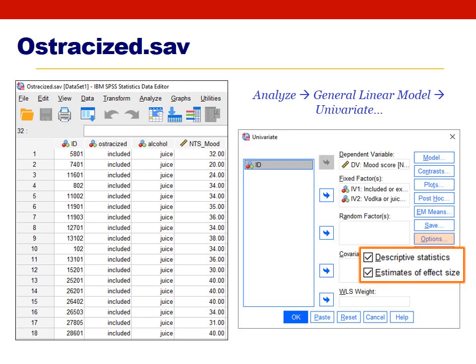Here's how we would set up this analysis. Again, we're going to go to Analyze, General Linear Model, Univariate. We're going to put both of our independent variables, ostracism and alcohol, in the fixed factors box. And we're going to put our dependent variable, which was mood, in the dependent variable box. Be sure to check descriptive statistics in the options menu as well, so that we can get the means that we need to interpret these findings.